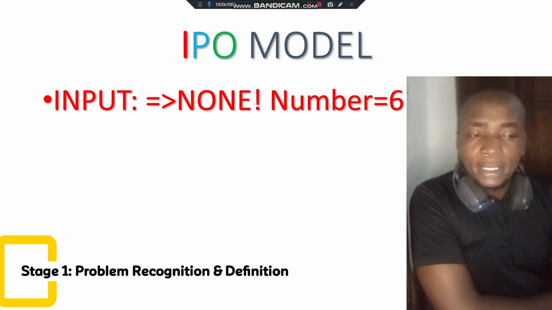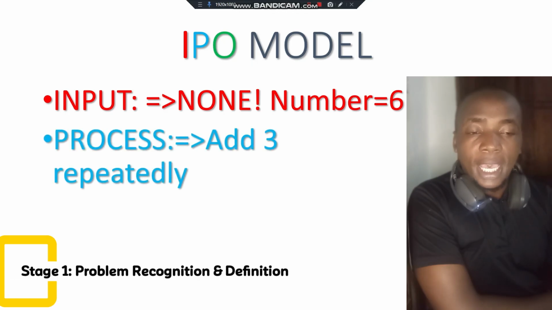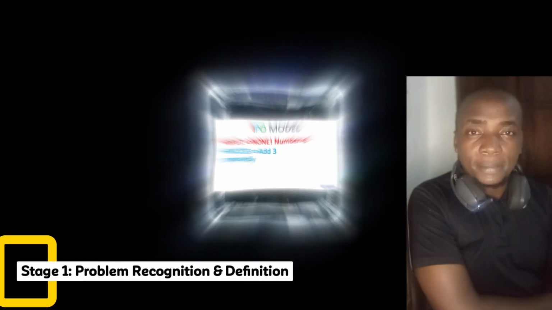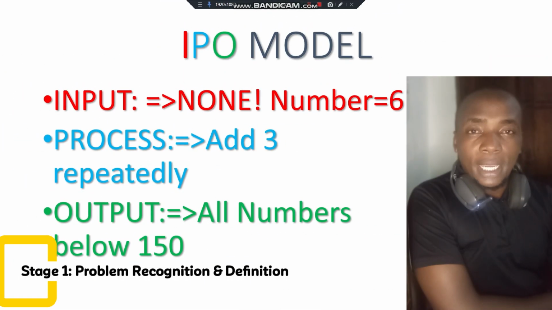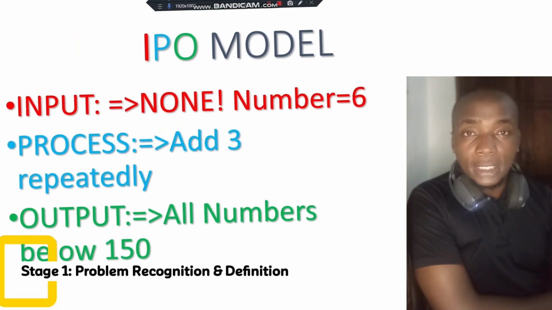Something is happening. 6, then 9, then 12, then 15. So if you check well, there is an increment of 3. So that is the processing activity taking place, adding 3 repeatedly. Then what is supposed to be output? All the numbers below 150 starting from 6. That is the IPO model, and we have defined the problem. And hence it will be very easy for us to design the program using a flowchart and a pseudocode.